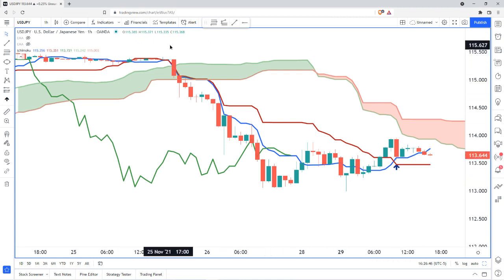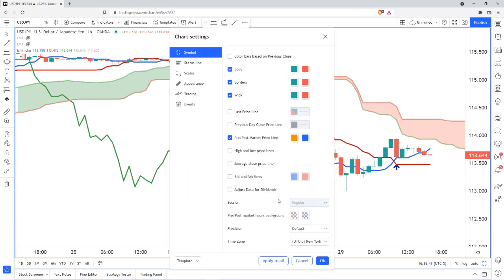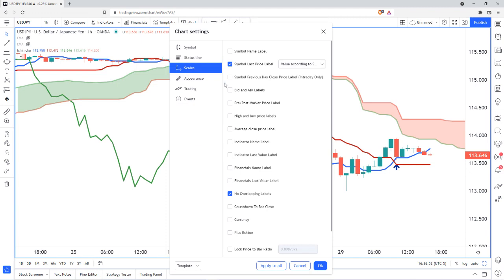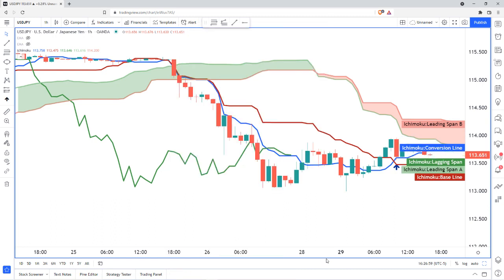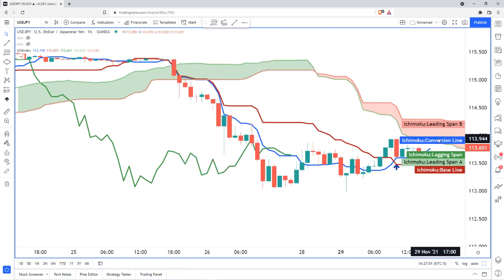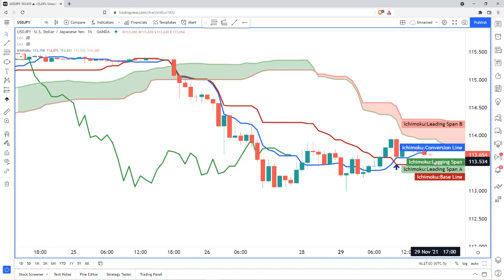What I should do here, let me see if I can do that. Settings. Where is it here? Scales. Indicator name label. There you go. So they call them base and conversion. Sometimes it's called turning and standard. So it depends on which one.